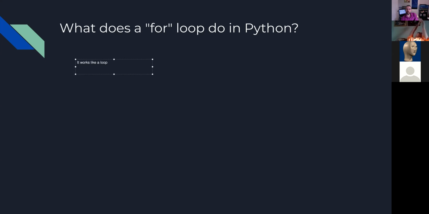So it works like you tell it how many times you want it to repeat, and then it repeats that amount of times. Awesome. What kind of words do we need to use in order to make a for loop work? It's for in range.